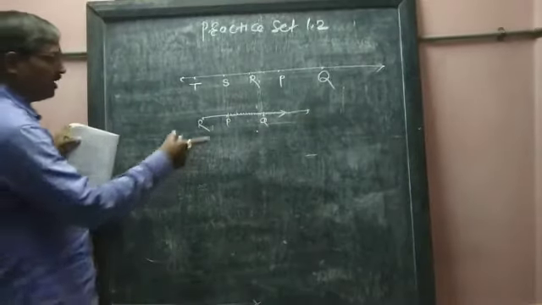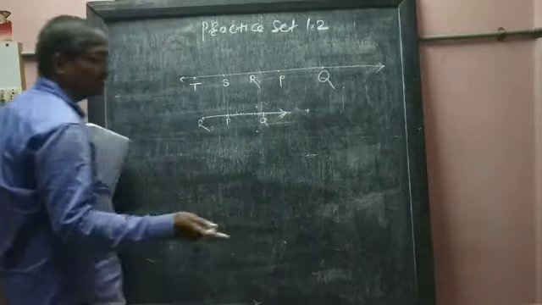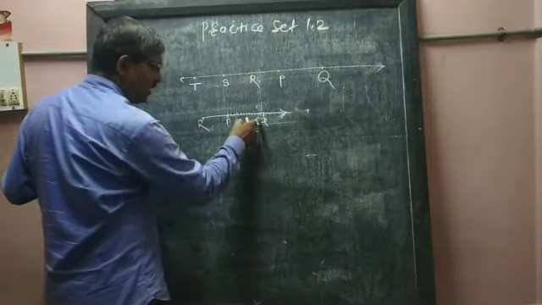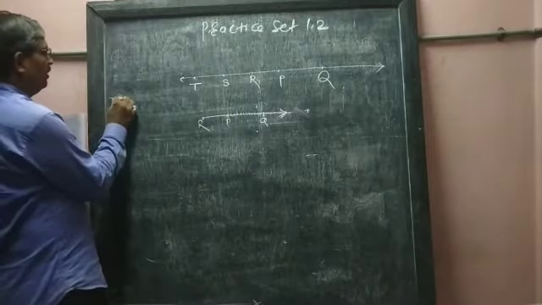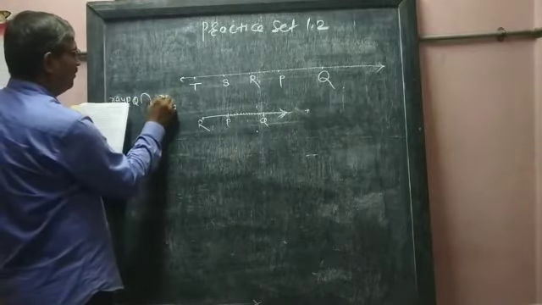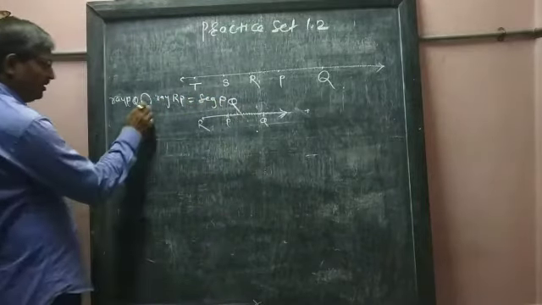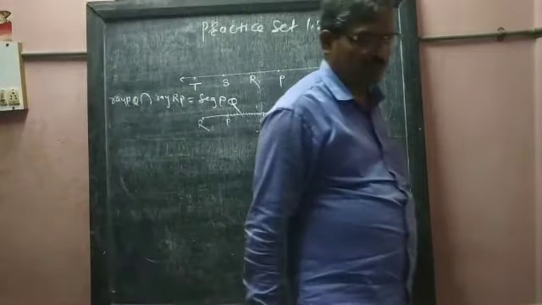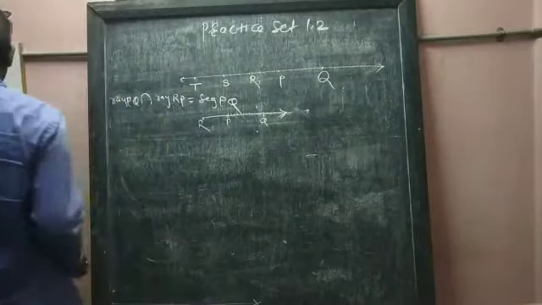Segment PQ is a part of ray RP because after P it is extended. And ray PQ means segment PQ comes itself. Therefore, the intersection of ray PQ and ray RP is equal to segment PQ. You may write it like this, or you may write directly the answer: segment PQ is the intersection set of ray RP and ray PQ. This is the answer of question number 2.